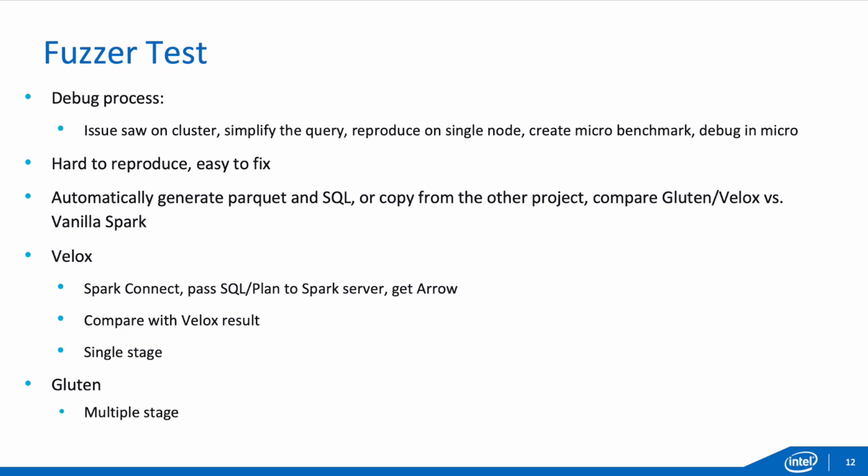And in Gluten, there will be another fire test. It treats Gluten as a black box: it just takes a SQL plan, tests it in Gluten, and compares against the vanilla Spark result.